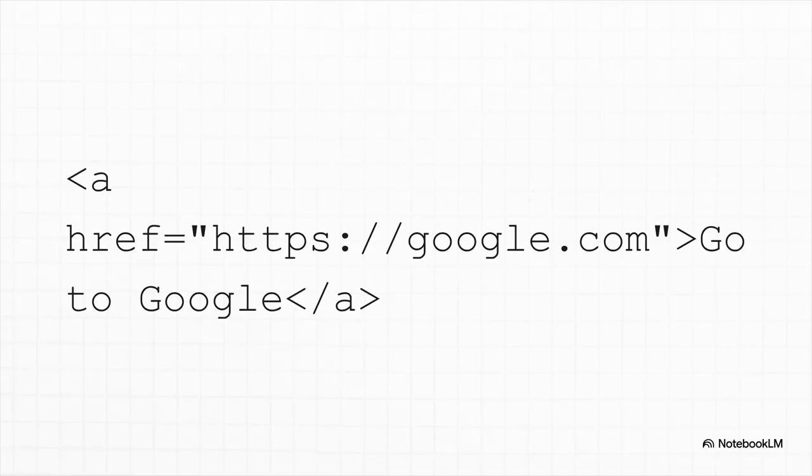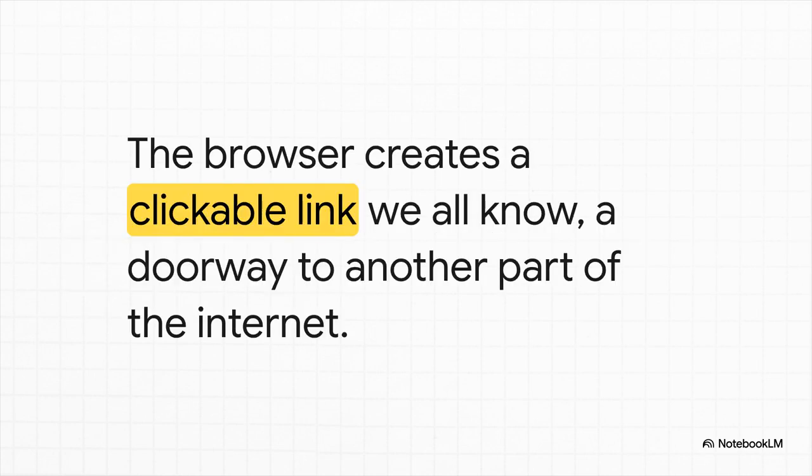So our door to other places on the web is the hyperlink. To make one, we use an A tag, which stands for anchor. And that little href part, that's the most important piece. It's the address that we want our door to open to. In this case, we're pointing it to google.com. And just like that, the browser turns our code into that classic blue clickable link that we all recognize instantly. We just installed a working doorway in our house that can take you anywhere else on the internet.